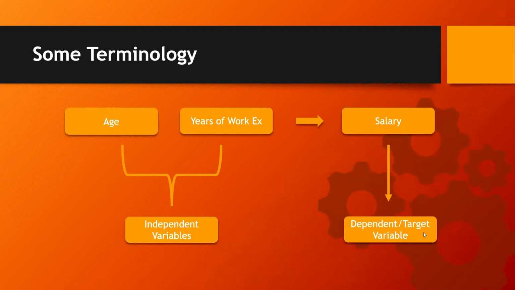Okay. A lot of people also use other terminologies like modeling variable and modeled variable. So in this case, age and years of work experience will be modeling variables because you are using them to model something, and salary would be your modeled variable because that is being modeled for. Okay.